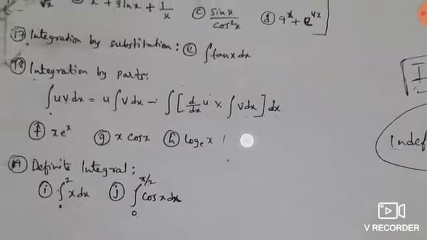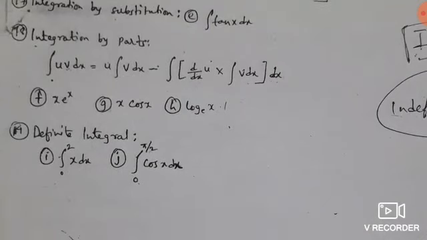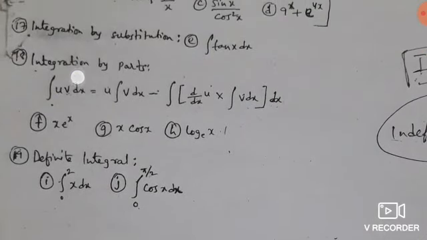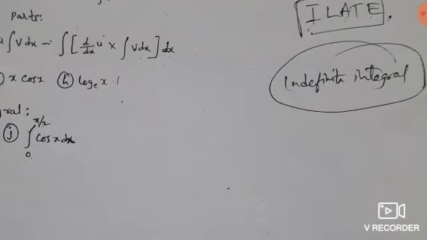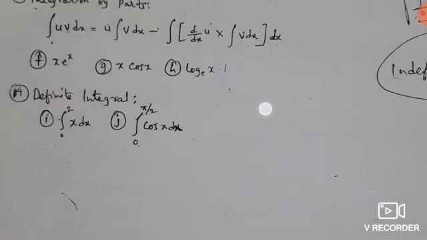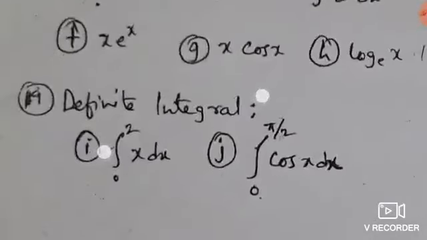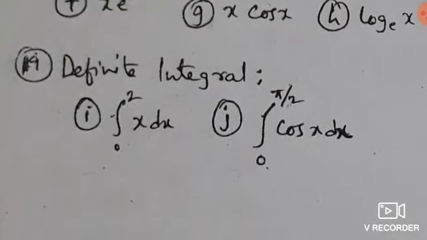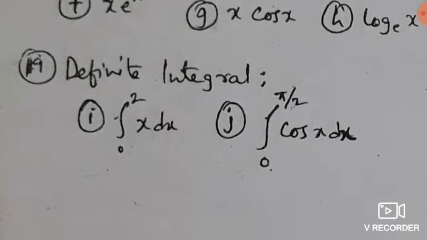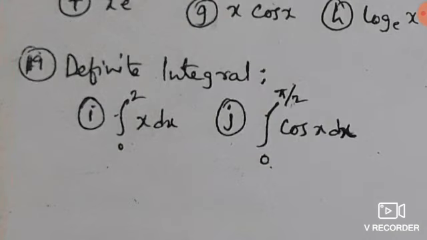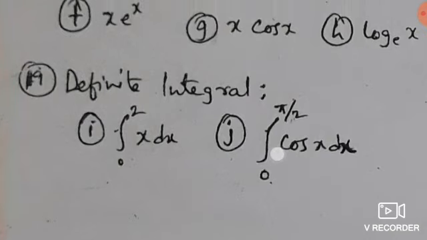Now what we have solved earlier, there was no limit, no lower and upper limit. So these integrations are called indefinite integrals. Now we will solve definite integrals. What do you mean by definite integral? In integration there is a limit, lower limit and upper limit. These are called definite integrals. Let us solve question number i and you will solve question number j.